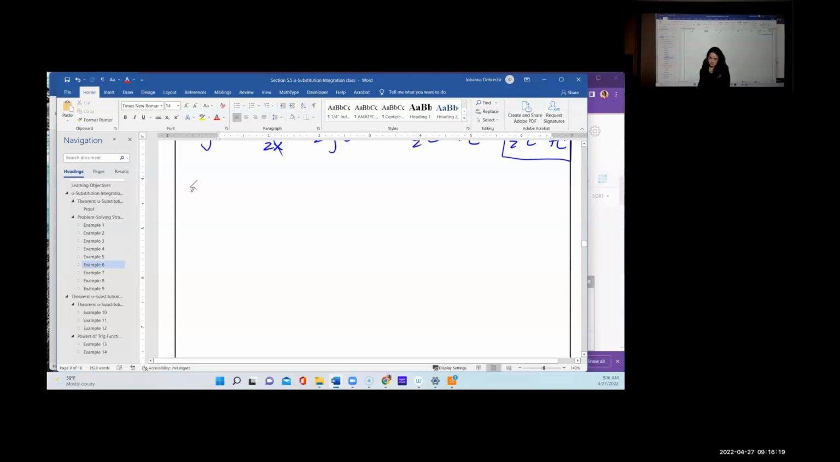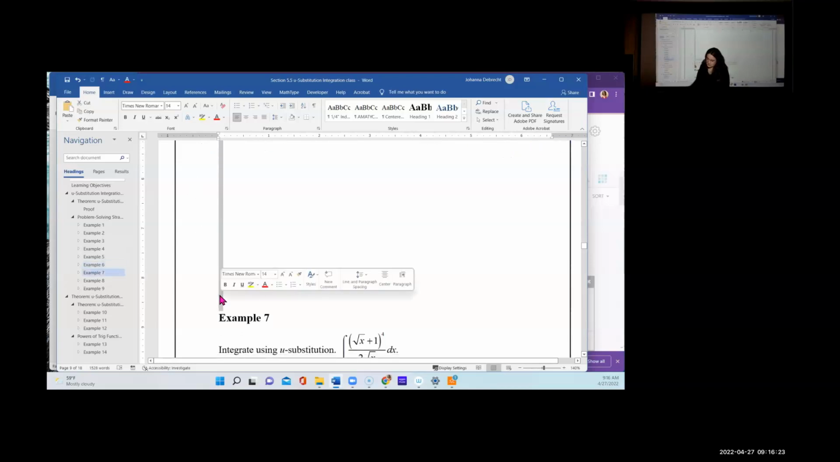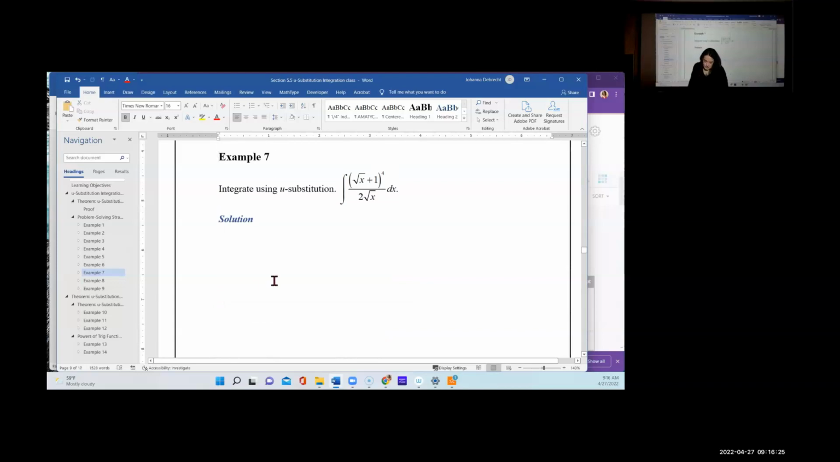Okay, let's bump up the difficulty level just a little bit. Let's take a look now at example 7, which has a more complicated looking integrand. So we have a fraction first off, and we have the square root of x plus 1 raised to the 4th power, and we have division by 2 square root of x.